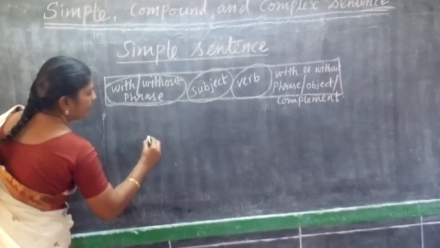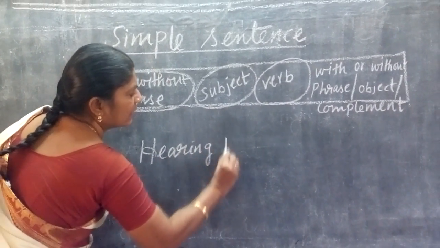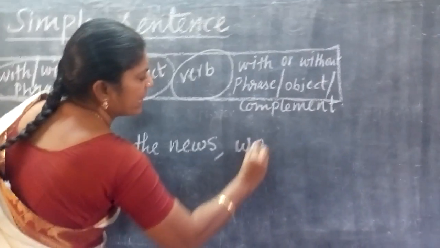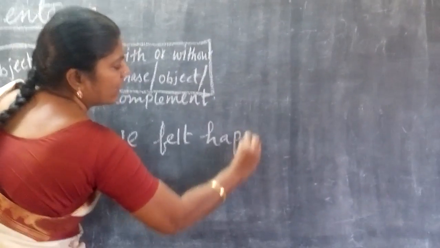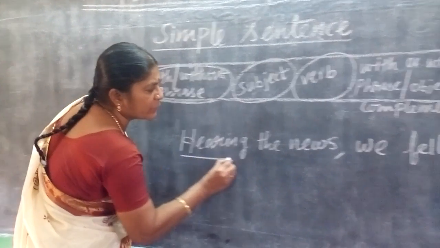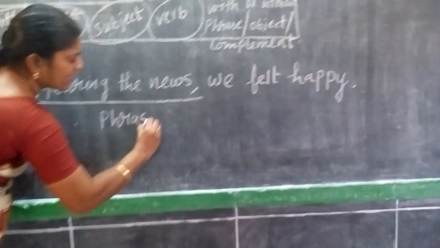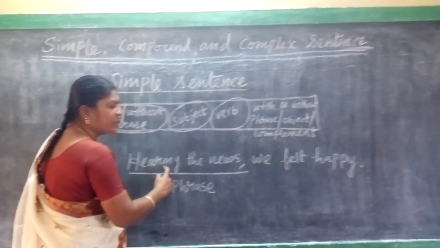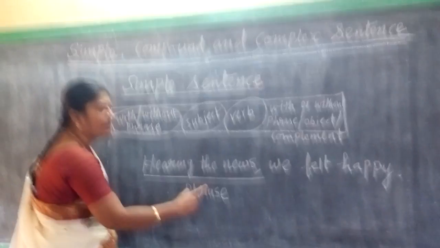For example, "Hearing the news, we felt happy." Here, "hearing the news" is a phrase. A phrase is a group of words. It does not have a subject and verb.